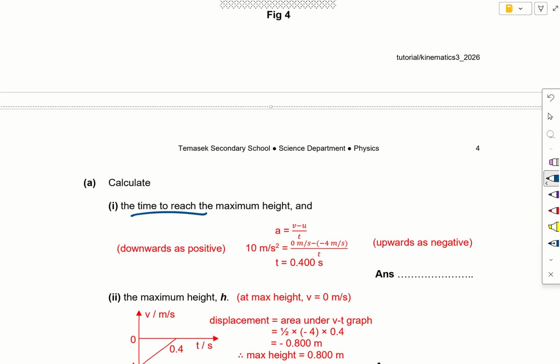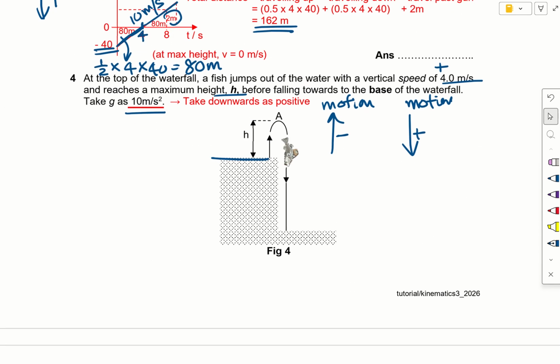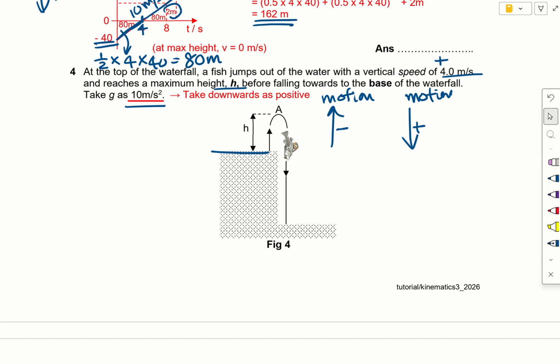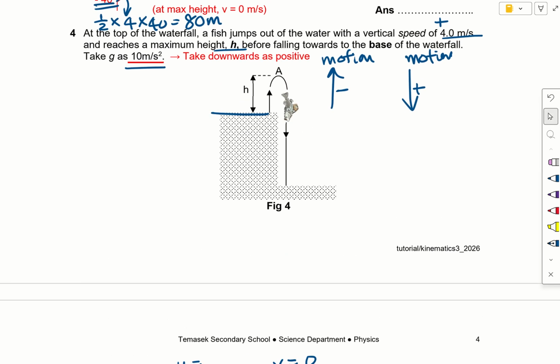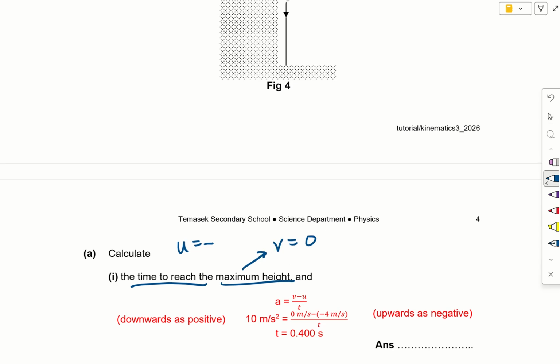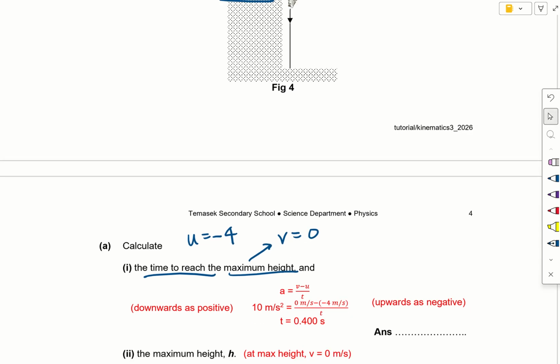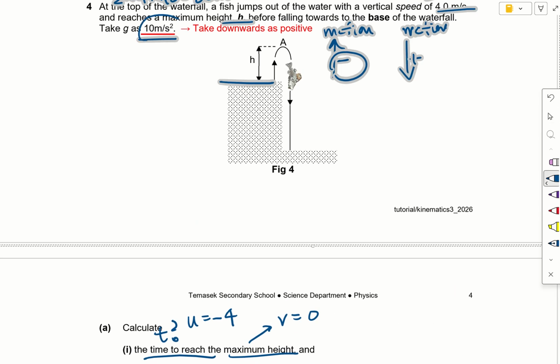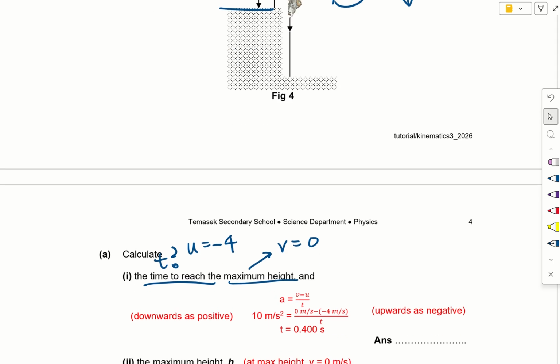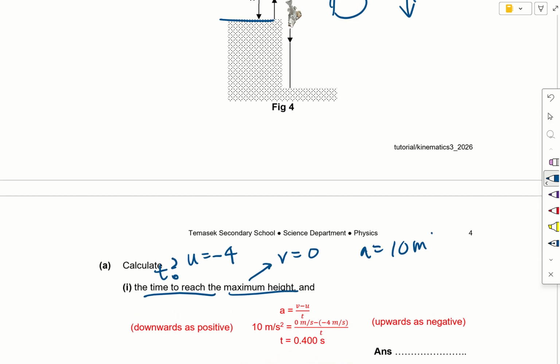They want us to calculate the time to reach the maximum height. So at the maximum height, the final velocity is 0. The initial velocity, because it's going up, and up is taken as negative, so it's a negative value of minus 4. And time is unknown, and gravitational acceleration is taken as 10 meter per second square. So our a is 10 meter per second square.